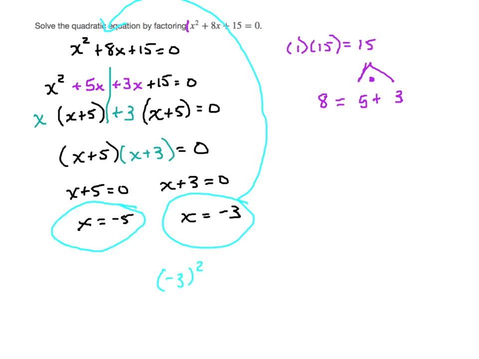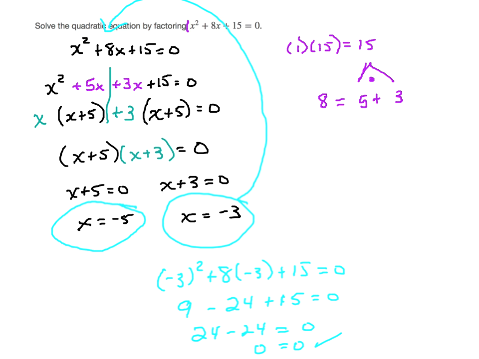So I'll just show you one of them. Negative 3 squared plus 8 times negative 3 plus 15 equals 0. Negative 3 squared is 9. 8 times negative 3 is negative 24 plus 15. Well, 15 and 9 is 24. 24 minus 24 equals 0. 0 equals 0. There's the true statement. And they both work when you do that. That's why they're solutions.